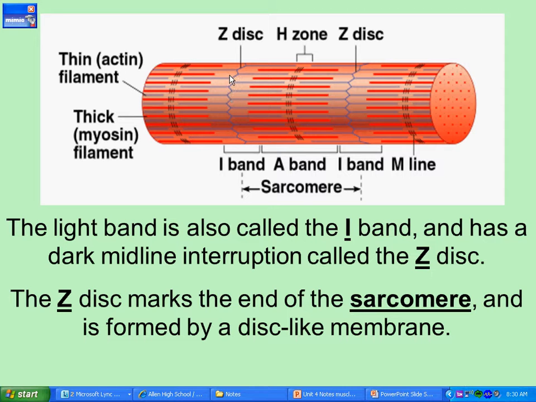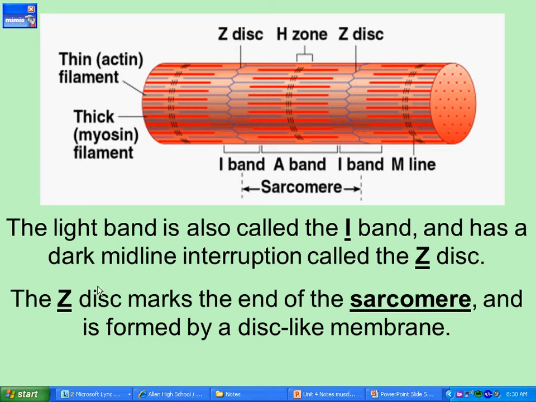And this is a lighter area because you don't have myosin filaments in this area as well. It only has actin filaments. Our myosin filaments stay way over here, so therefore this is going to provide a lighter area. So this is called the I band, also known as the light area or the light band.